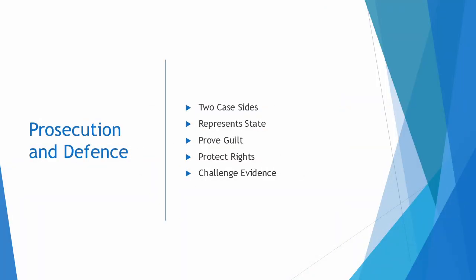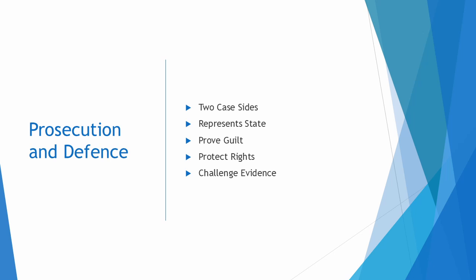In a criminal case, there are 2 sides, which are the prosecution and the defense. The prosecution represents the government or state and brings charges against the accused individual. In the case, the prosecution must present evidence, prove the defendant's guilt beyond a reasonable doubt, and seek justice on behalf of society. The defense represents the accused individual and protects their legal rights.